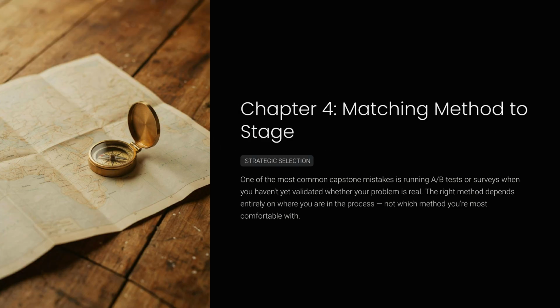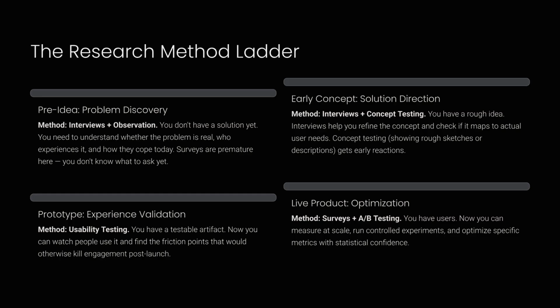Chapter 4 addresses matching your method to your project stage. A common mistake is running advanced tests before you have validated that the problem you are solving is real. Think of this as a research ladder. Start with interviews for problem discovery, move to concept testing, then usability testing for prototypes, and only finally use surveys and A/B testing for live product optimization.